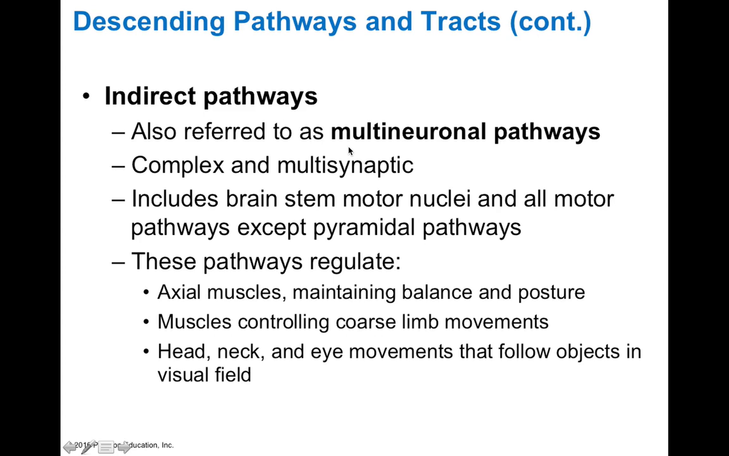Indirect pathways are for unconscious motor control. And we call these multi-neuronal pathways. So they're complex and multisynaptic. They include brainstem motor nuclei and all the motor pathways except for the pyramidal motor pathways. And these three pathways regulate things like axial muscles, like for maintaining posture and balance, muscles that are involved with controlling coarse limb movements, as well as those which are involved with reflexes of the head, neck, and eye movements.